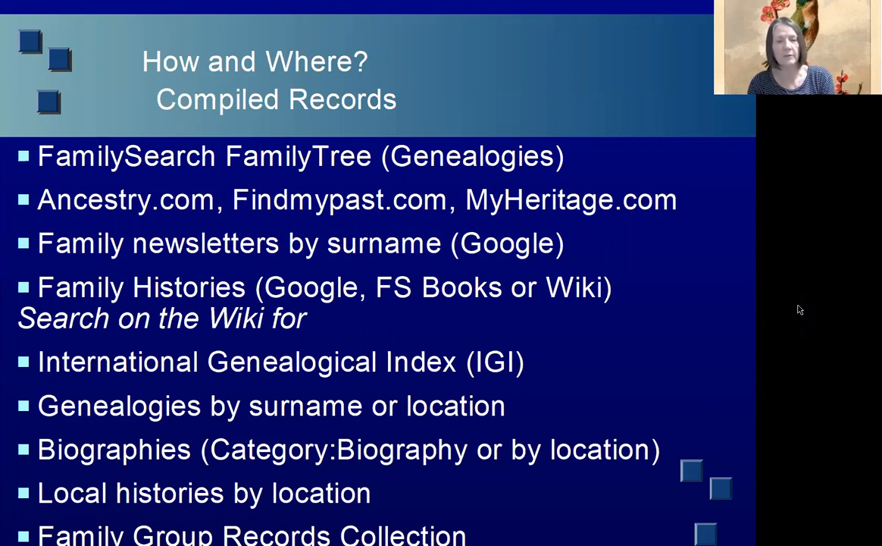Not all families have genealogies on the Wiki, however, but you can look on locations and see what kind of genealogies are available in certain locations. Then biographies: if you look on category biography or by location, you can sometimes find biographies, especially of famous people. Local histories are very important, and you can find those on the Wiki by location. Of course, you can also sometimes find those in books. And then the last one is the Family Group Records Collection. If you look that up, it will tell you how to use it and where to find it.